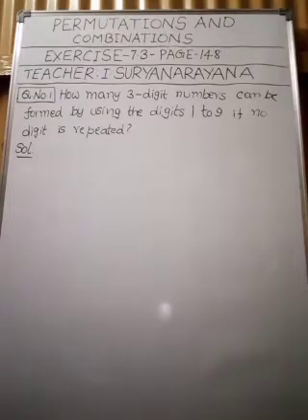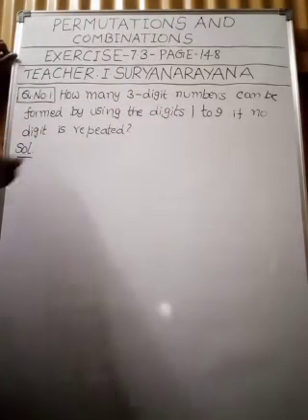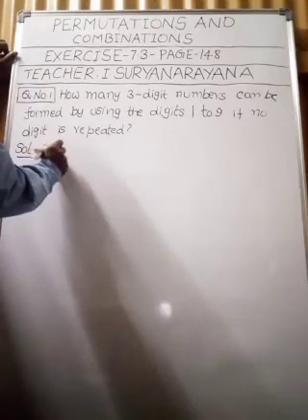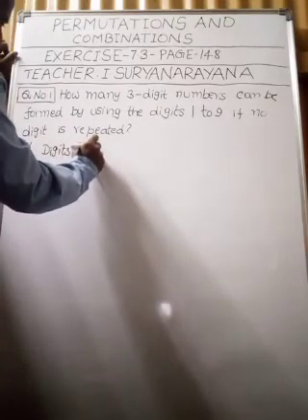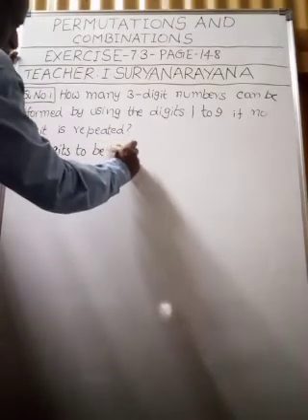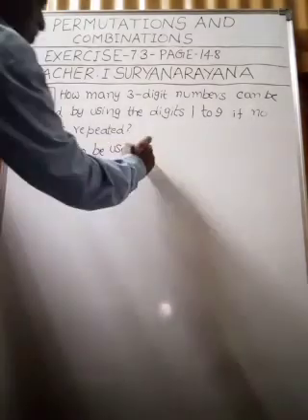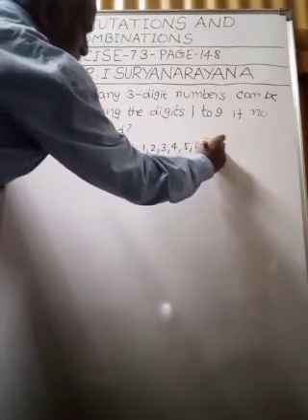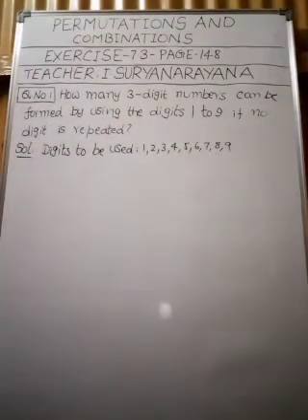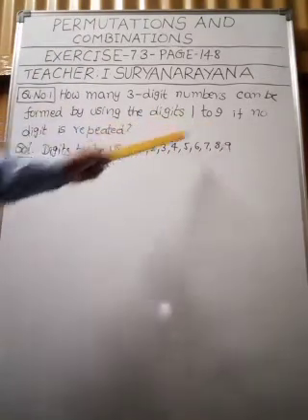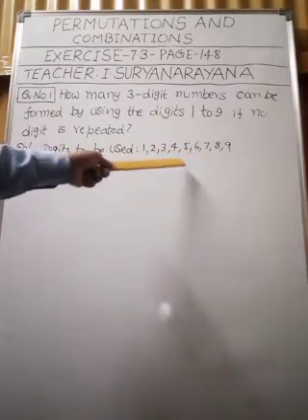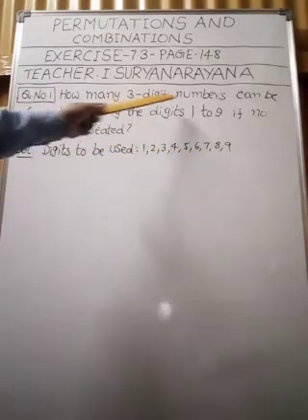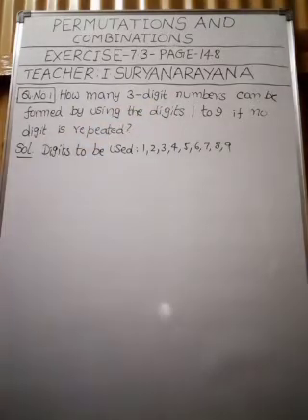What are the objects to be used? 1 to 9. What are the digits to be used? 1, 2, 3, 4, 5, 6, 7, 8, 9. 9 objects are there. We have to use 1 to 9 digits. These are the digits to be used to write a 3-digit number. Okay, my children. So, for the number of 3-digit numbers, we can use the fundamental principle of multiplication here.